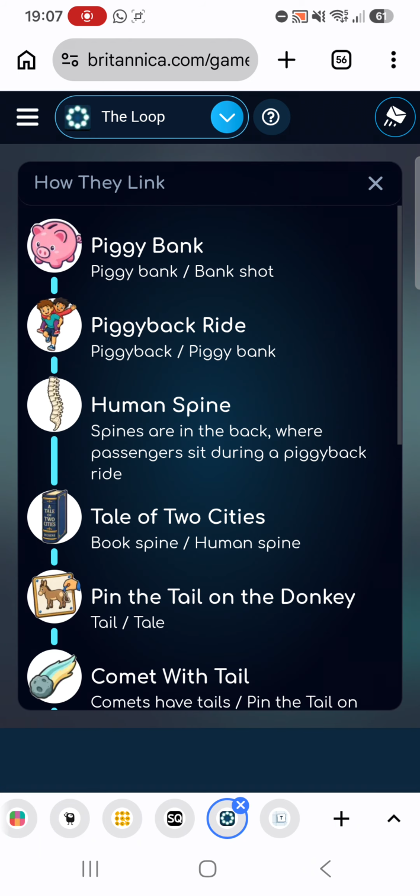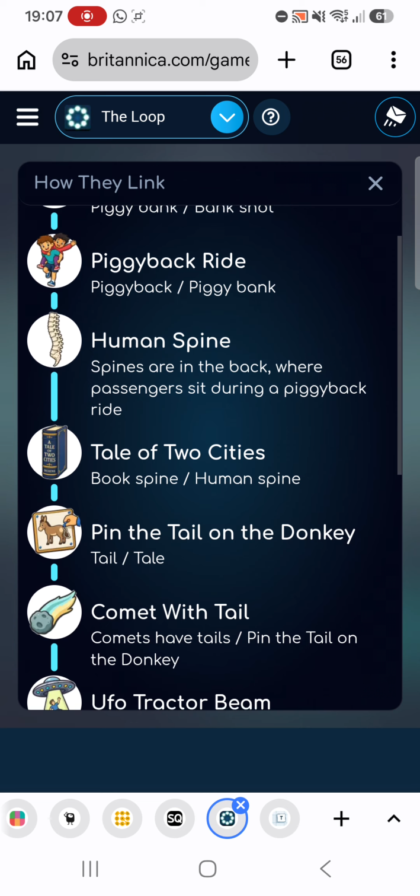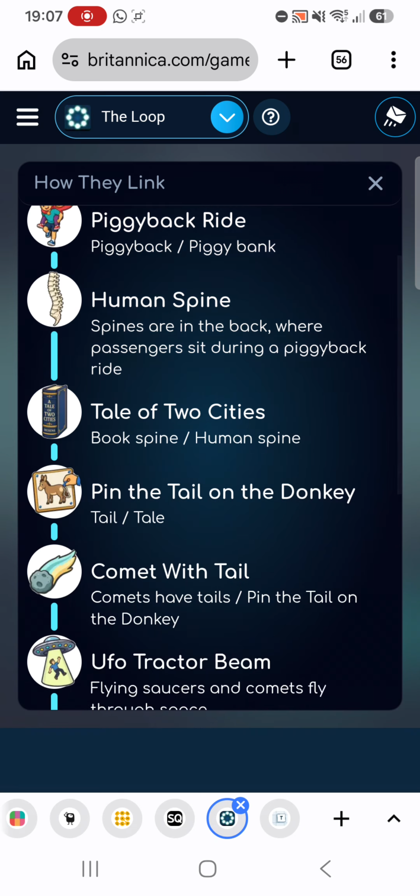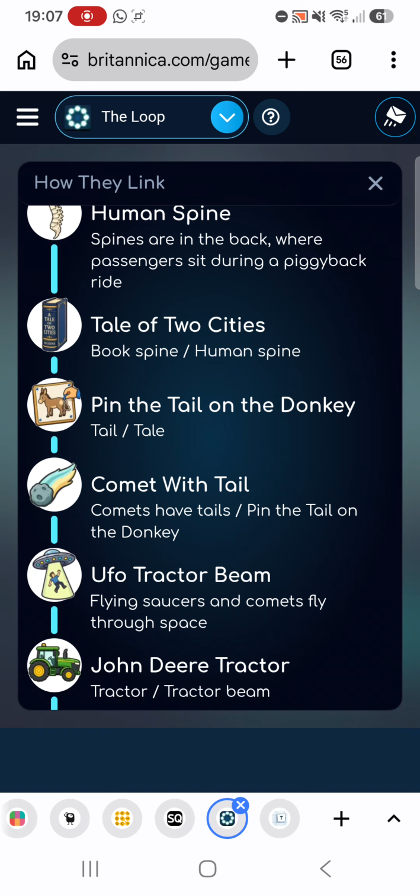Right, so a piggy bank and a bank shot, we worked that out. Piggyback ride, that is a spine. And it's where passengers sit during a piggyback ride. I mean, that's incredibly tenuous, but fine. A Tale of Two Cities, it has a book spine, so it goes with the human spine. That's incredibly tenuous. I prefer my logic about it being a tail and a tail. But that is the logic they've used for pin the tail on the donkey, fair enough.